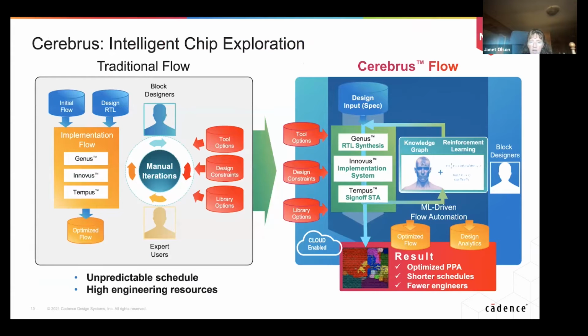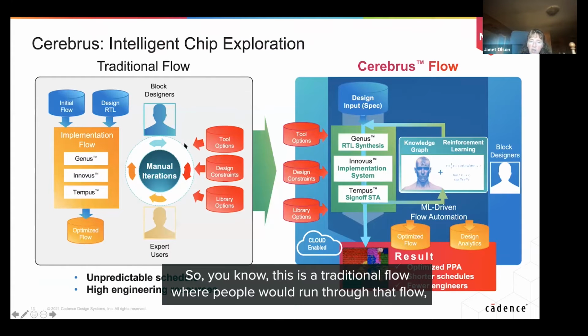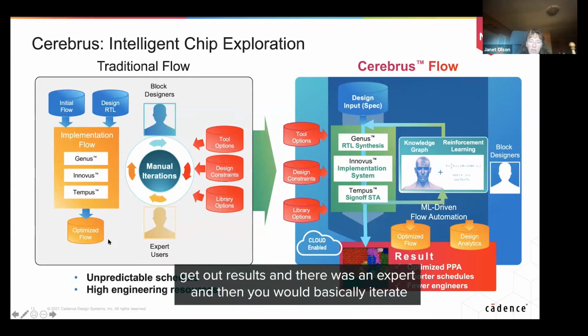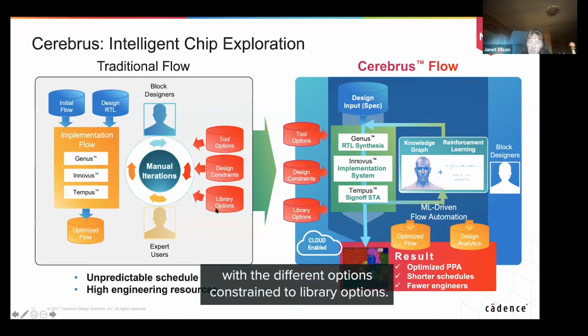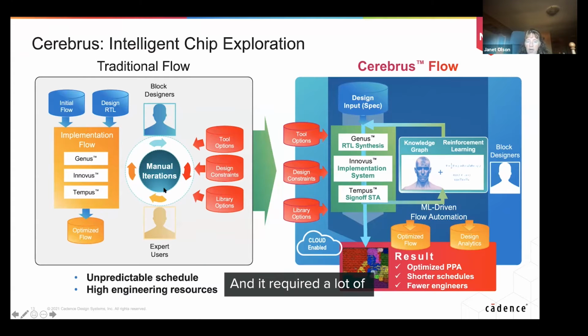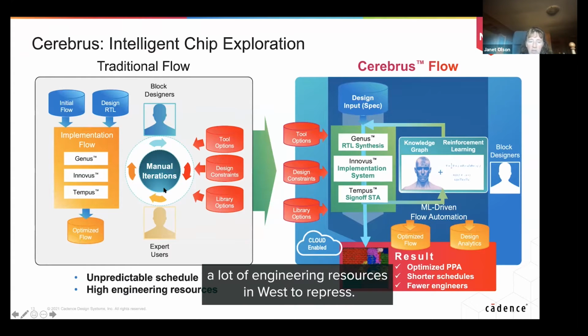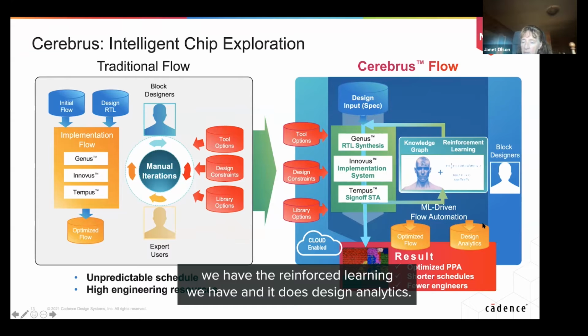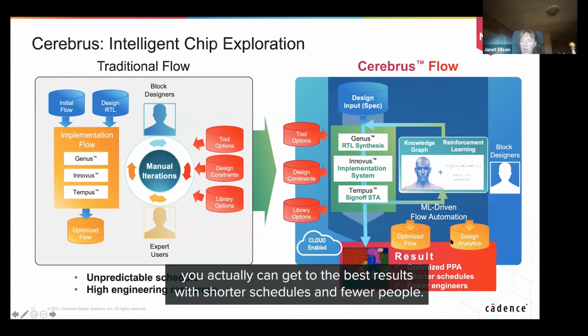This is a traditional flow where people would run through the flow, get out results, and there was an expert, and then you would iterate with the different options, constraints, and library options, and it required a lot of engineering resources. With Cerebrus, we have the options, we have the reinforcement learning, and it does design analytics. This way, you can get to the best results with shorter schedules and fewer people.